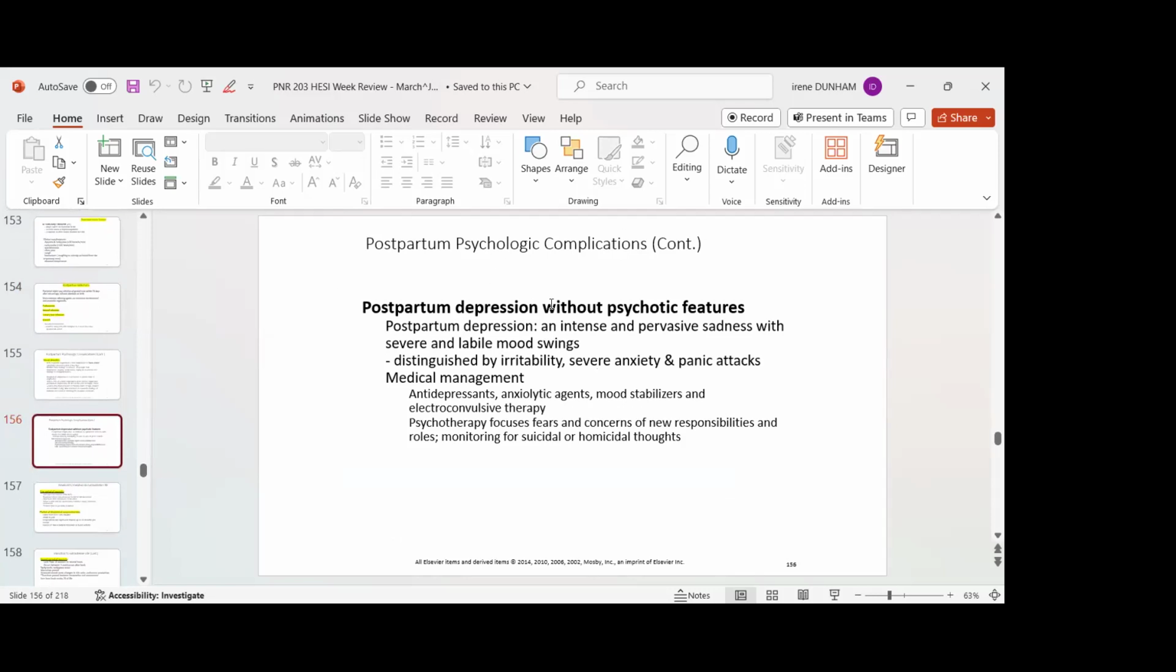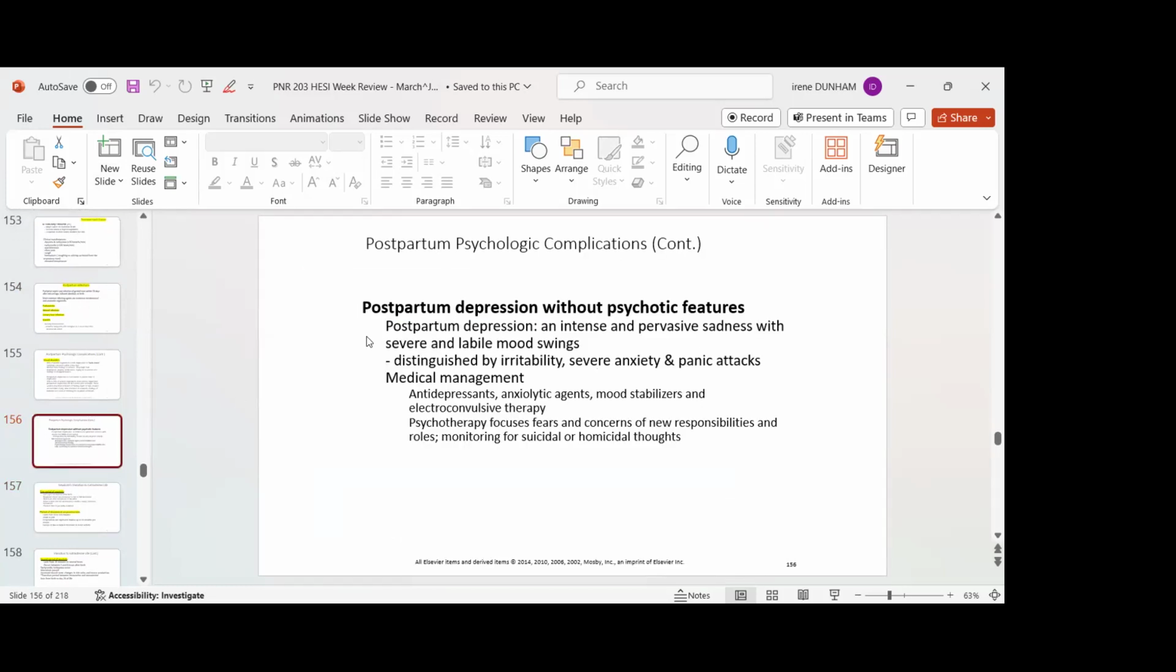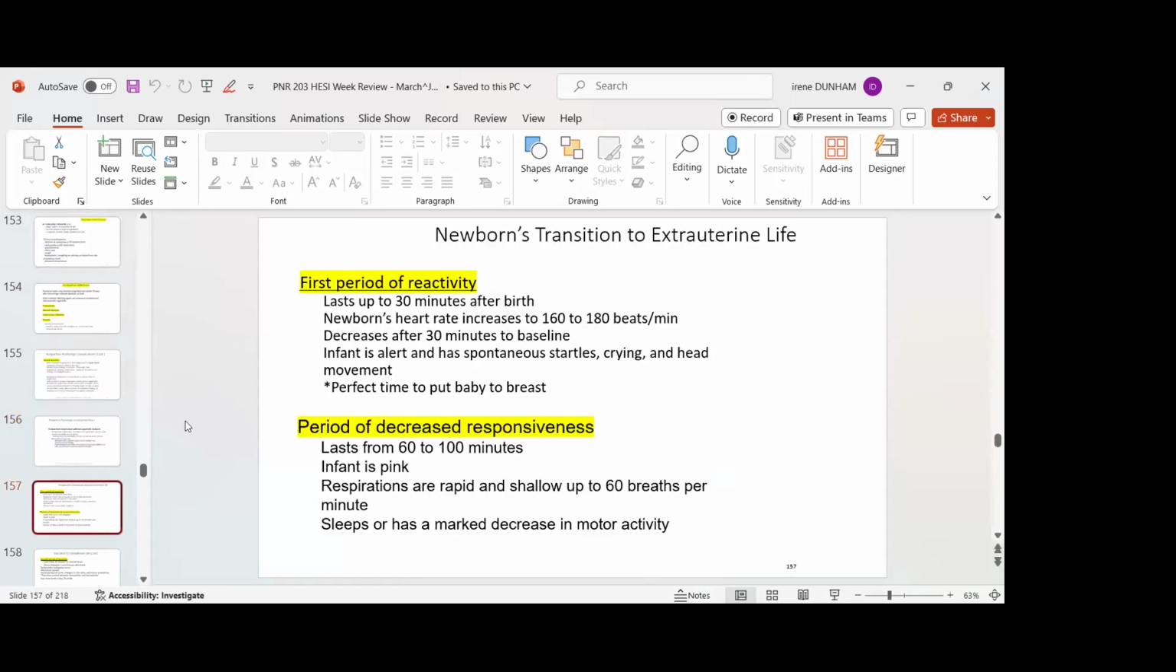You can have postpartum depression without psychotic features. Again, it is more intense, with pervasive sadness. Then you can have postpartum depression with psychotic features, that's postpartum psychosis, and they're worried about infanticide and what? Suicide.